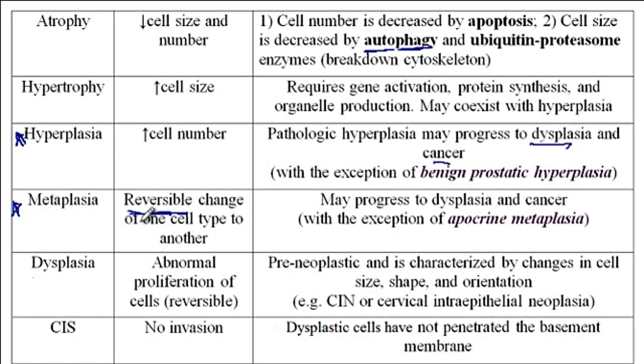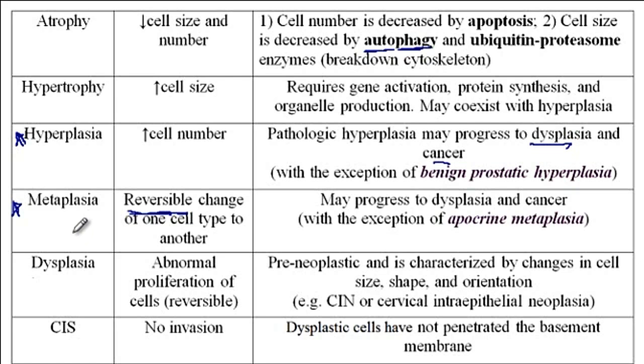Now, one exception for metaplasia again is the apocrine metaplasia, where there is transformation of breast epithelial cells into apocrine glands. And this condition also does not progress into cancer. But then the rest of the forms of metaplasia can progress into cancer. So there are a few examples of metaplasia which you need to be familiar with.